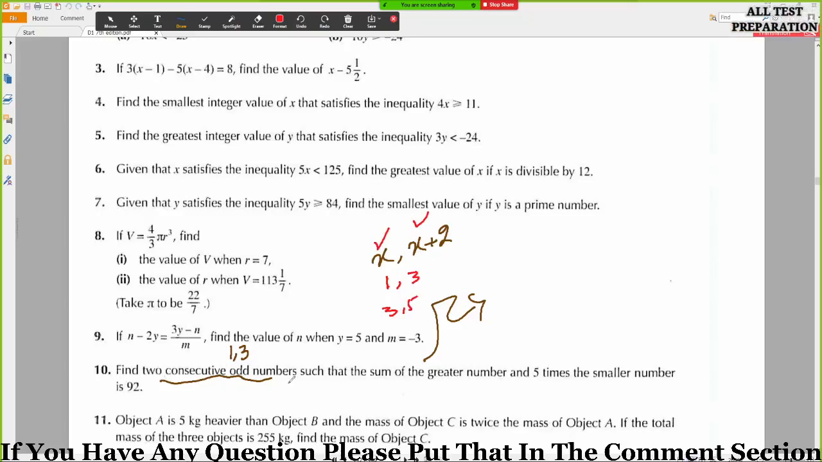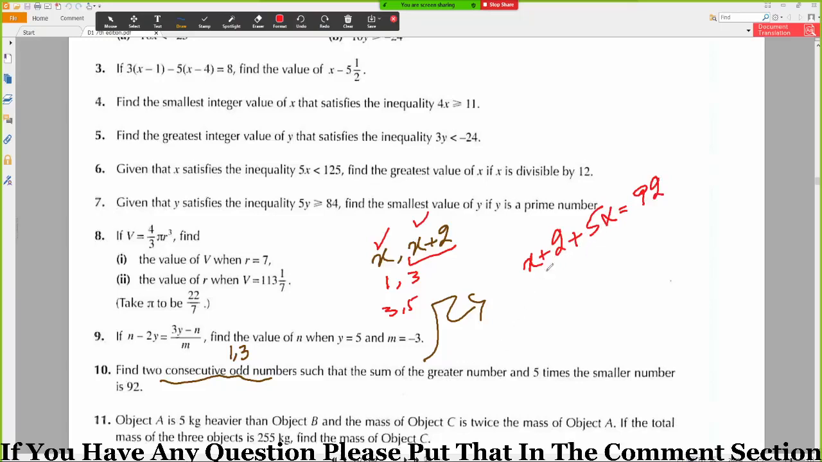Okay, find two consecutive odd numbers such that the sum of the greater number and 5 times the smaller number is 92. So this is the greater number, sum of the greater number and 5 times the smaller number is 92. Okay, find the sum of the greater number and 5 times the smaller number.